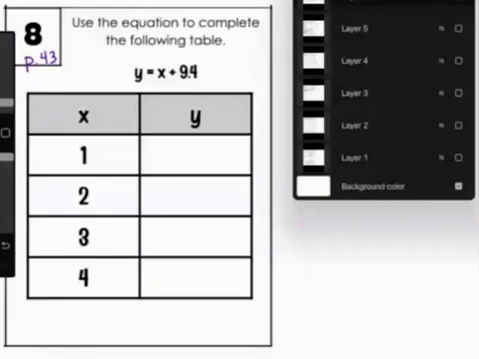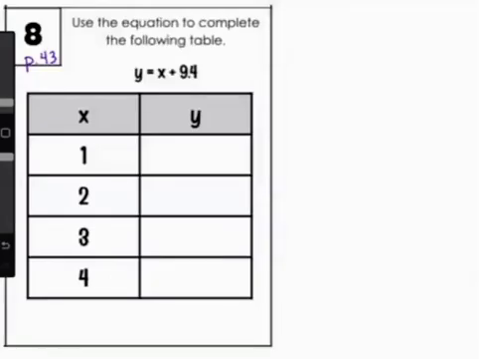Last but not least, we've got a question where they've given us the equation y equals x plus 9.4, and they've given us the x values. They want us to complete all the y values. On page 43, we went the opposite direction. They gave us the table and we came up with the equation, but I like how this problem goes the opposite direction. So basically, you just have to plug these x values into the equation.